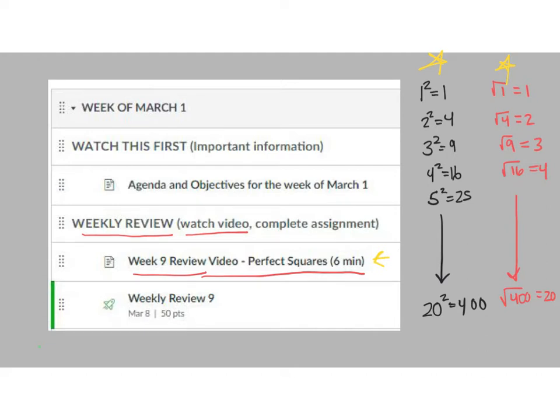After you practice, and I don't care how you practice, whether that's note cards or a Quizlet, however you want to make sure that you have those memorized, then you will be taking the weekly review number 9, which is just a short quiz on these perfect squares. And this, like I said, will be getting us ready for the type of factoring that we will do next week.